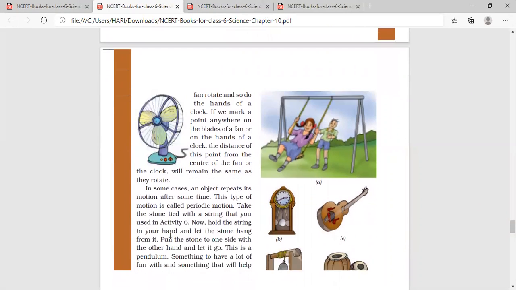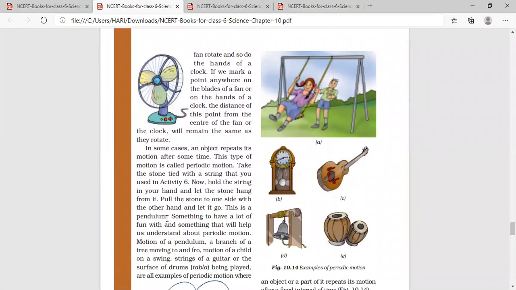Now we will see some other type of motion. In some cases, an object repeats its motion after some time. This type of motion is called periodic motion. Take the stone tied with a string that you used in activity 6. Now hold the string in your hand and let the stone hang from it. Pull the stone to one side with the other hand and let it go.